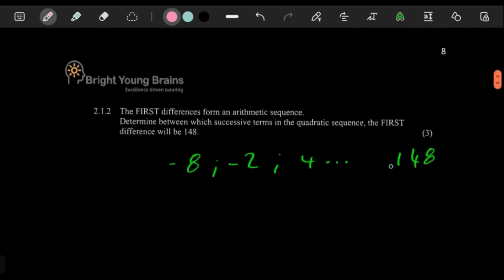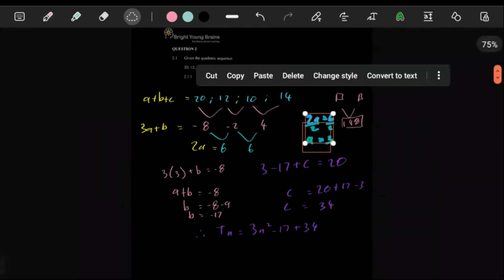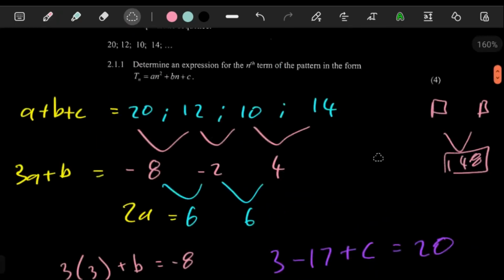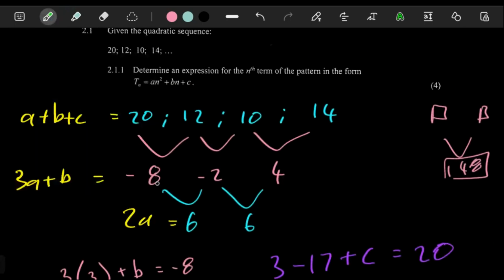So all we need to do is find out where 148 is in this specific sequence. The moment we find out where 148 is in this sequence of first differences, it will be easy for us to trace it back to the original quadratic pattern. Because you see, this is in position number 1. It's between term 1 and 2. This is position number 2. It's between term 2 and 3. This is position number 3, and it's between 3 and 4.